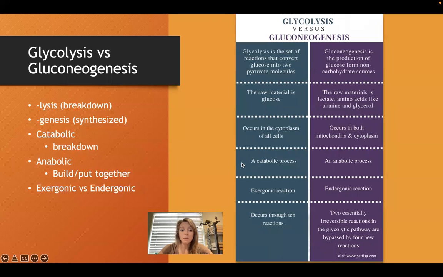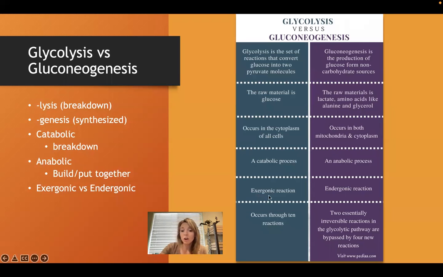Glycolysis is a catabolic process. The best way for me to always remember catabolic is to imagine your cat walking across the table. It's going to bump into something and break it into a couple of pieces, inevitably. So cat means it's breaking things apart. Glycolysis is breaking something apart, so it is a catabolic process, whereas gluconeogenesis is an anabolic process, so it is putting things back together.